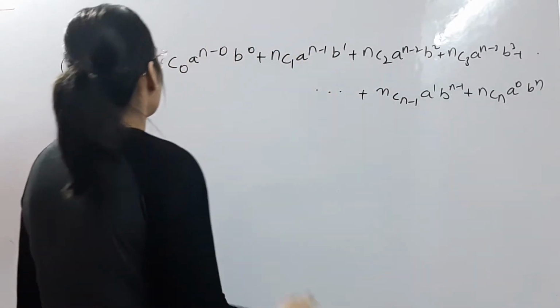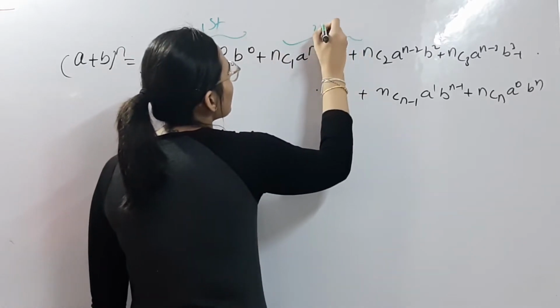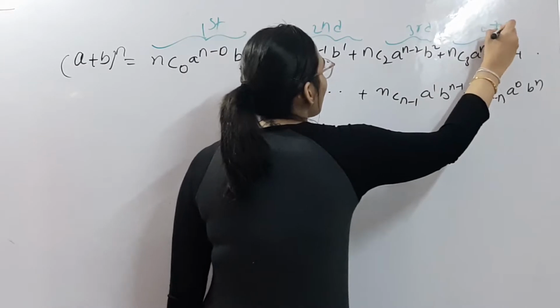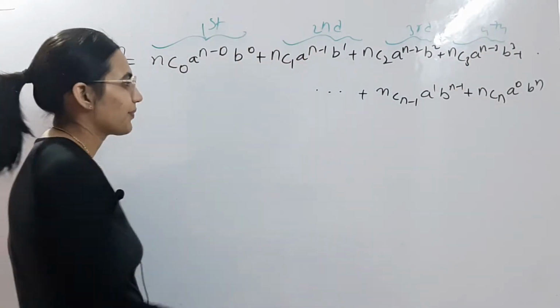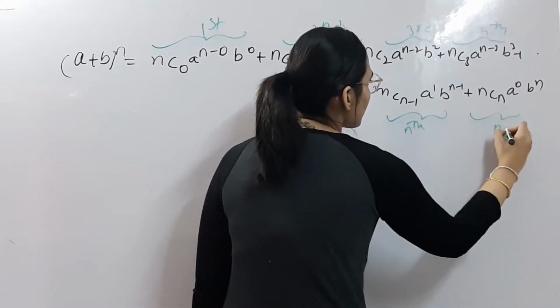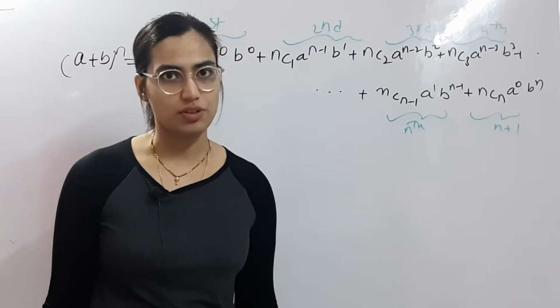Now from the start, don't you think this is the first term, this is the second term, third term, fourth term from the start? Right. Now what are these terms? This is the nth term, this is the (n+1)th term. Right, because in binomial expansion we have n plus 1 terms in total.